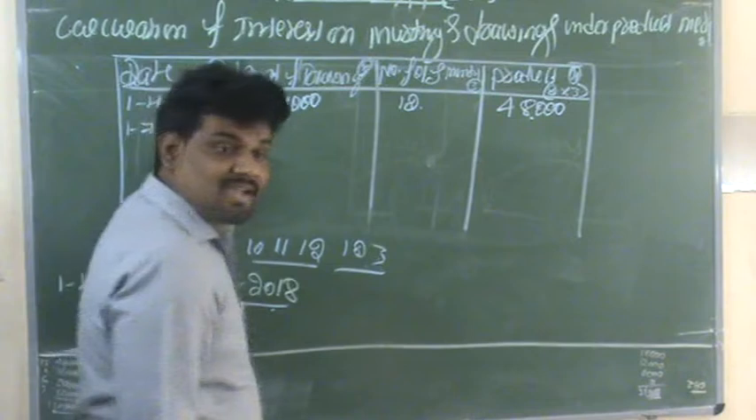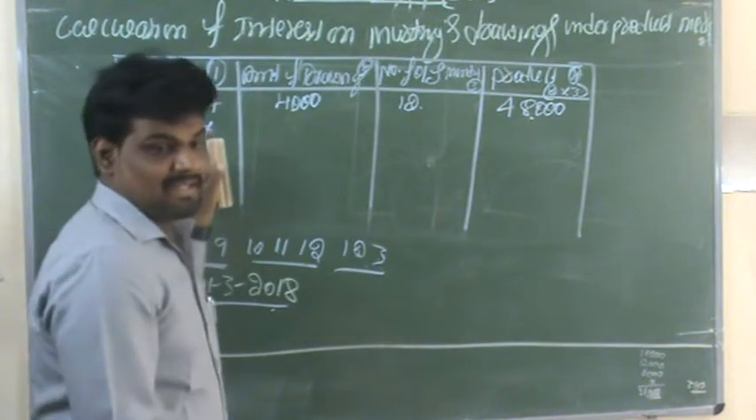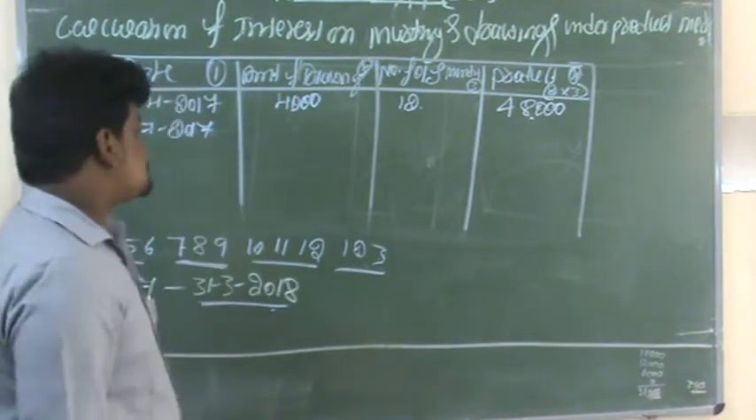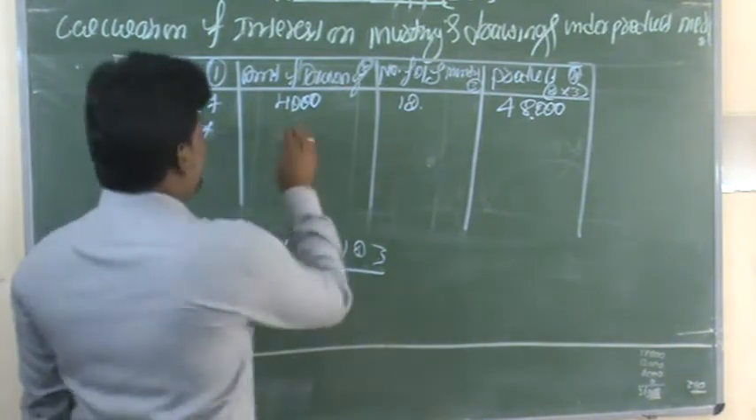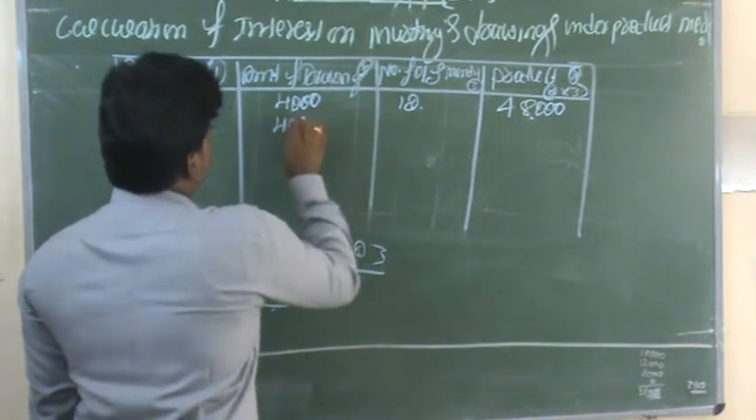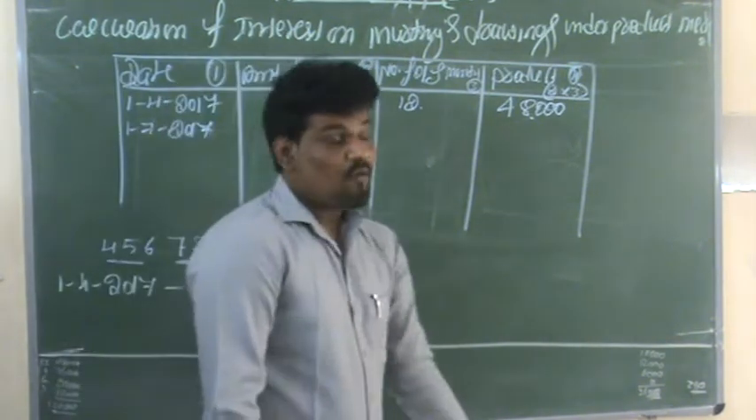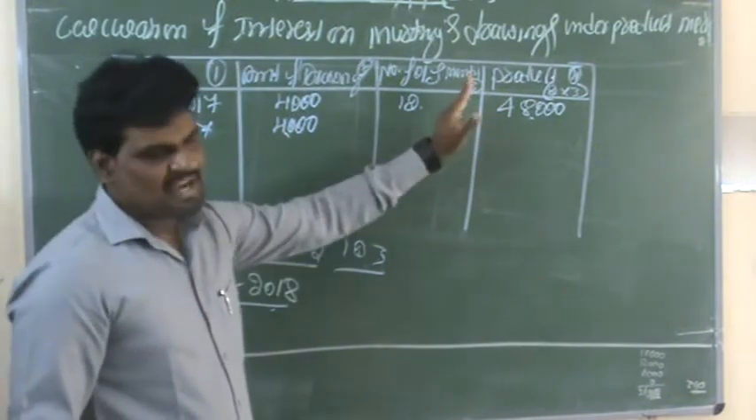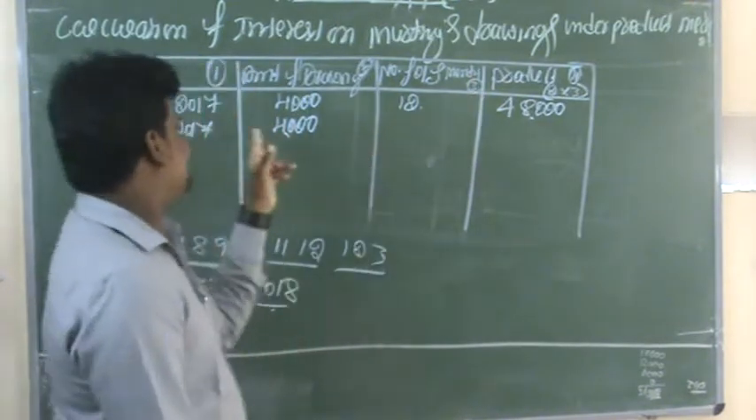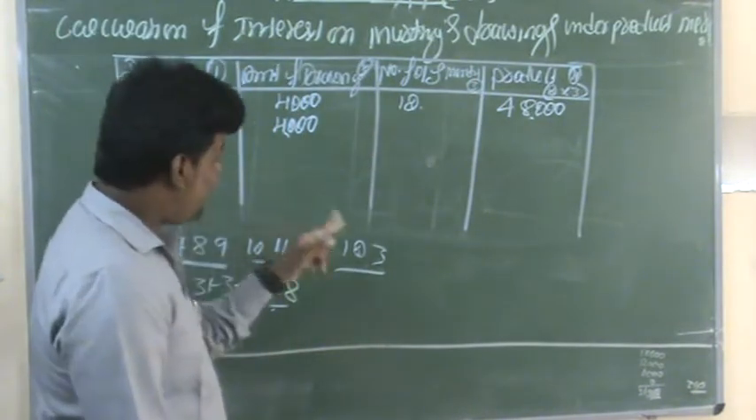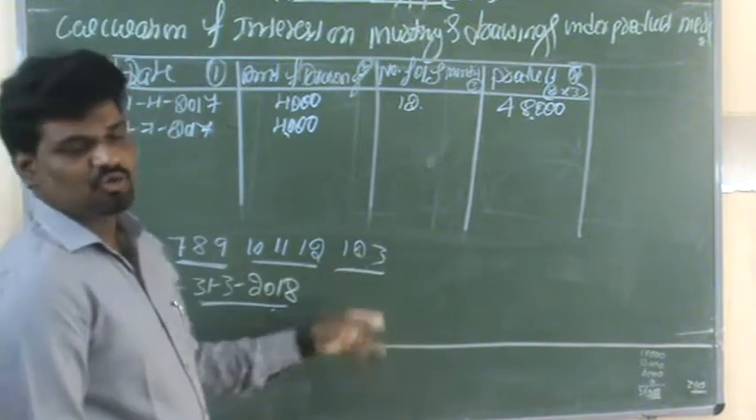2017. This is the beginning of the second quarter. On this date the amount is fixed, 4,000 rupees they are withdrawing. But now we need to ascertain the outstanding period from the date of withdrawal to the end of the assessment year. Now we have to calculate.